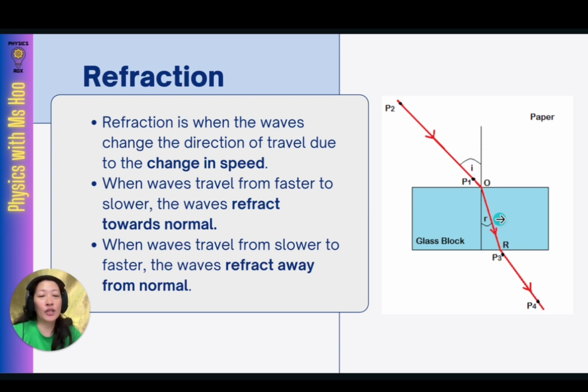However, when light is traveling from glass to air, that means slower to faster. As you can see, the normal is not drawn here, but you can see that the light ray has moved away from that imaginary normal line. So this is showing us clearly what these two statements are saying. When traveling from faster to slower, the light has refracted towards normal, whereas from slower to faster, the light ray has refracted away from normal.